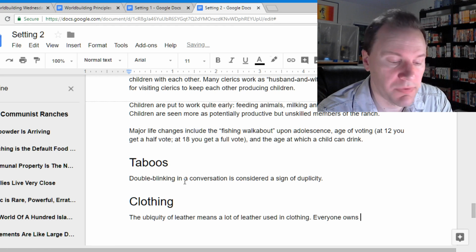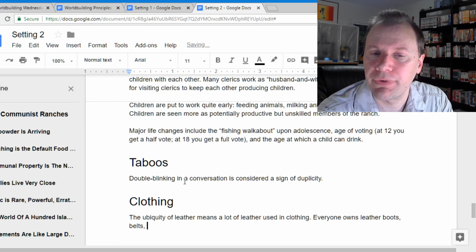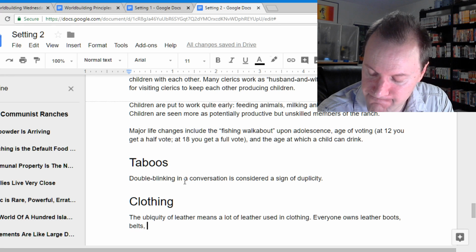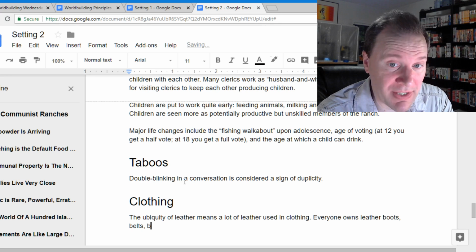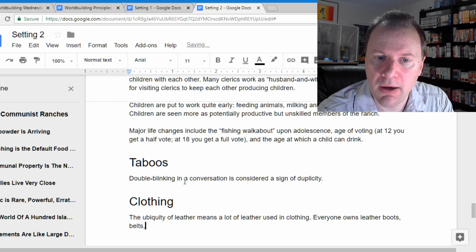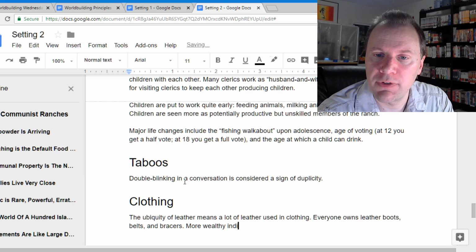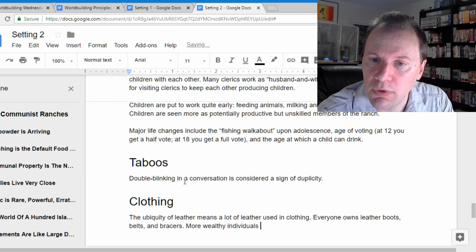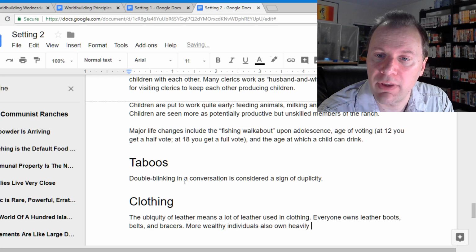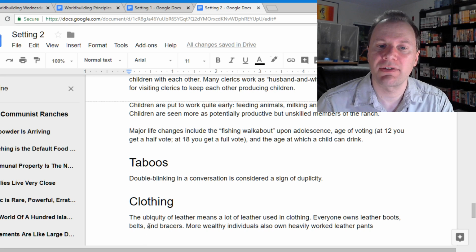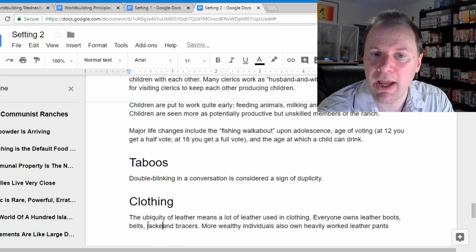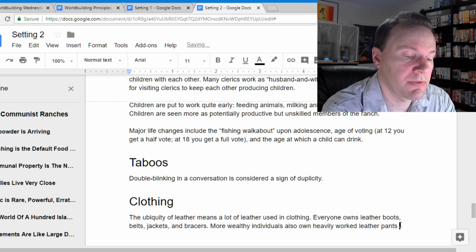Everyone owns leather boots, belts. What else? Probably bracers. More wealthy individuals also own heavily worked leather pants. I was going to say probably jackets as well. Jackets and bracers. Pants and shirts.